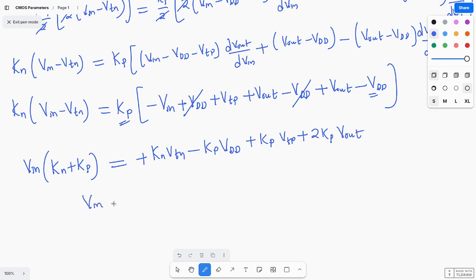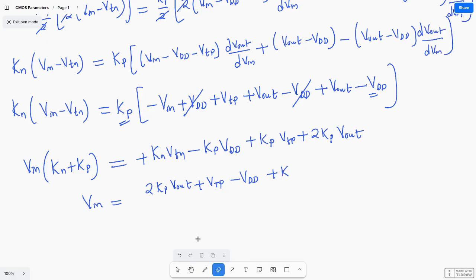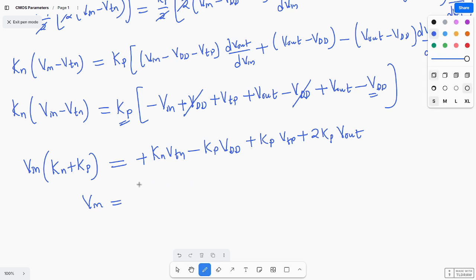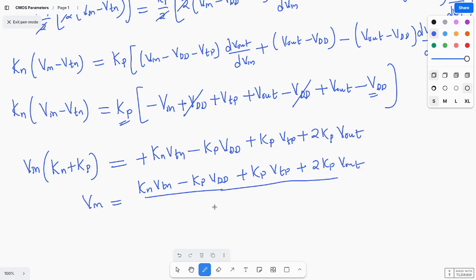So that means Vin equal to what? Vin equal to Kn into Vtn minus Kp into VDD plus Kp into Vtp plus 2 Kp into Vout, divided by Kn plus Kp.